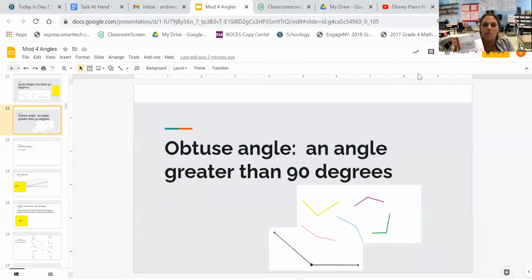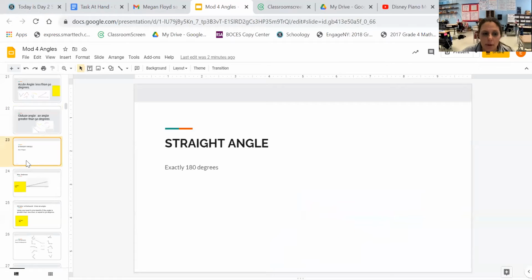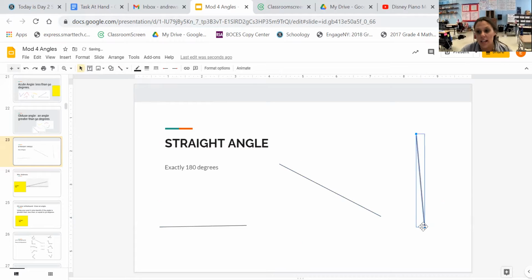All right, friends, now that you have your obtuse done and you showed it a few different ways, we don't have to write this one in or put it on our foldable, but I just wanted to make sure you knew that a straight angle is exactly 180 degrees. Doesn't matter which way we see it. We could see it diagonally, or horizontally, or even vertically. It's 180 degrees. So just remember, straight angle, also known as a straight line, right?